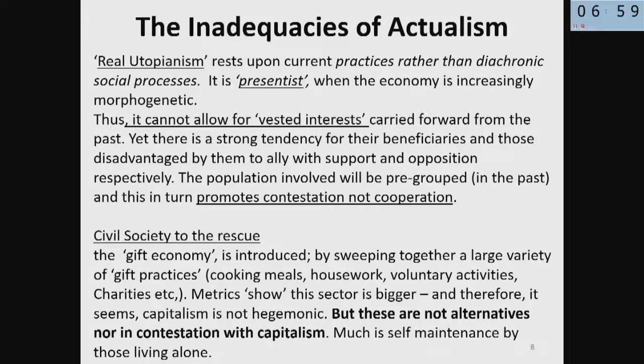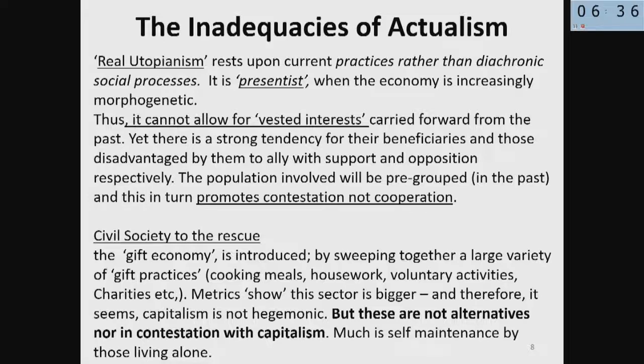But civil society is there to the rescue. It's like a cowboy movie. We are all part, we are told by some economists, such as Erik Olin Wright, such as Dave Elder-Vass, that the gift economy is here. Now, what do they mean by it's here?